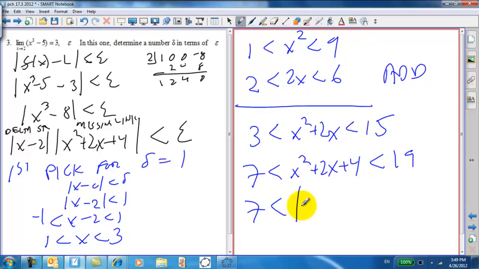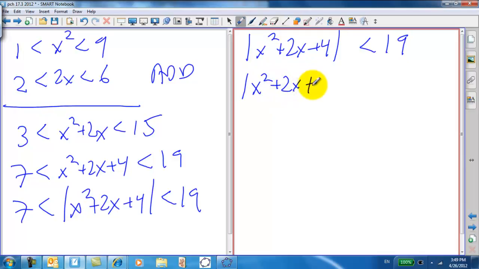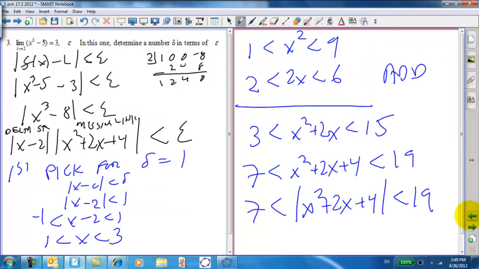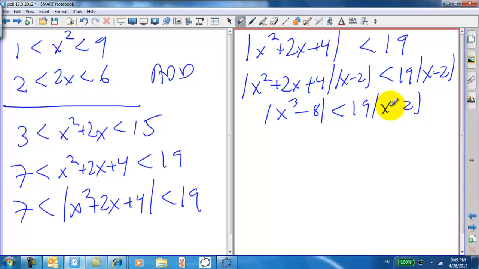Tack on an absolute value because we know both ends are positive. And focus on the right-hand side. So the absolute value of x squared plus 2x plus 4 is less than 19. Multiply both sides by the delta statement. Then in this case, that's absolute value of x minus 2. 19 times absolute value of x minus 2. All of this multiplies out then to be what we're looking for. That is, we've already shown that that's equal to x cubed minus 8, right? Is less than 19 times the absolute value of x minus 2.